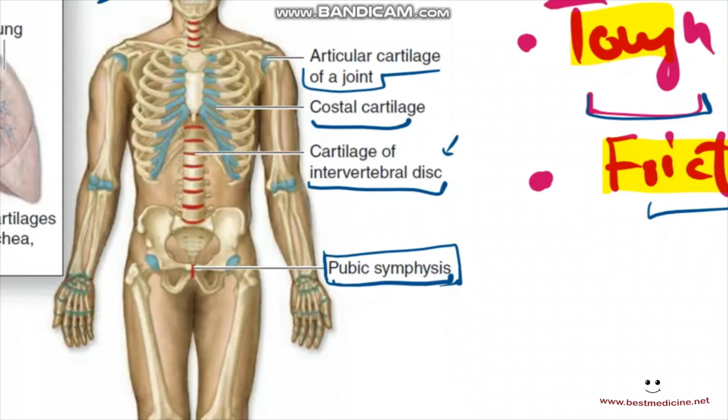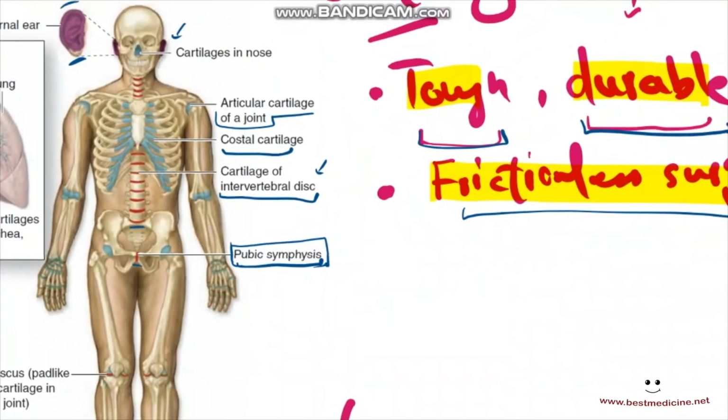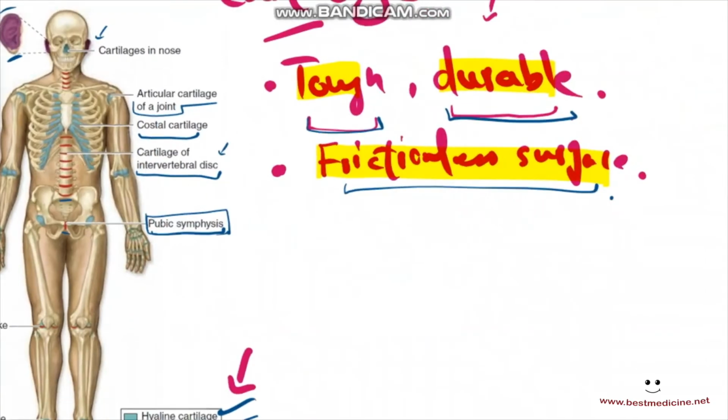And this fibrocartilage, which is encoded in red here, is very, very tough and durable. And we will study why that is in this chapter. All right, so let's look at the general histological structure of what cartilage would look like.